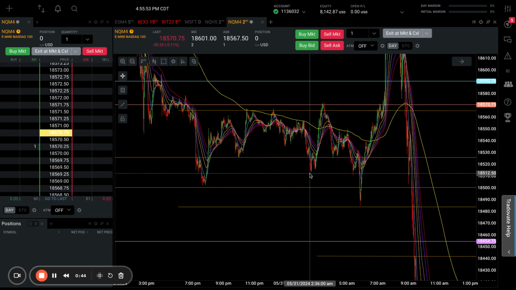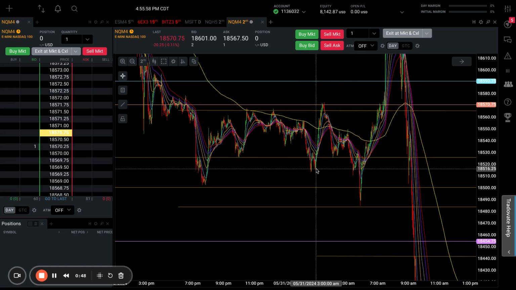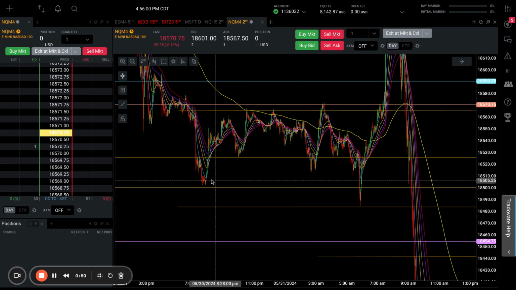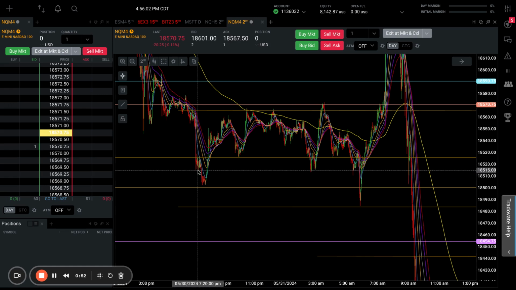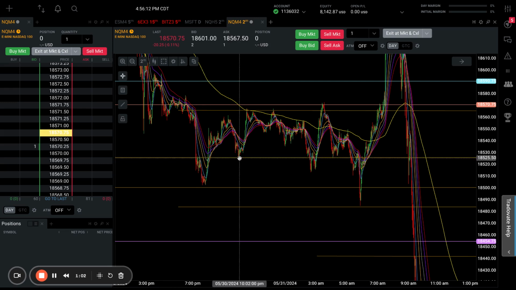Why wouldn't I put a line here? Because this only hit here around 1, 2, 3, maybe 4 or 5 times, possibly. So I wouldn't put a line here because this one has more points where it's bottomed or topped out.